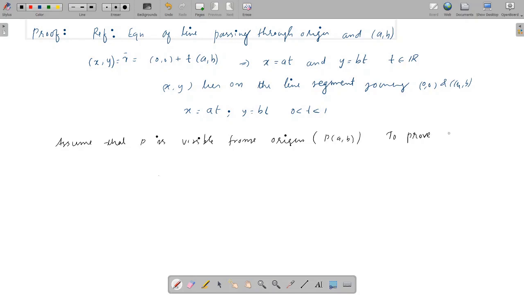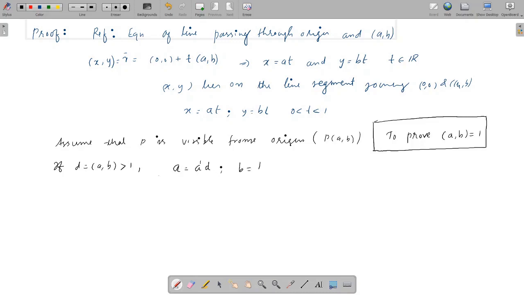To prove GCD of A comma B is equal to 1. Suppose that GCD, that is D, is not equal to 1, then the only possibility is that D is greater than 1. Okay, what happens when D is greater than 1? Then you can write A as some A prime D and B as some B prime D.